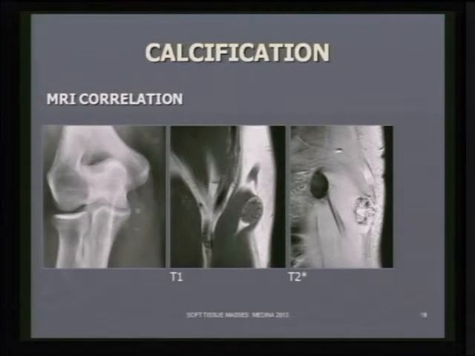Another case showing phleboliths adjacent to the medial aspect of the elbow joint, just here. And this is the coronal T1 weighted image. So we see the lobular hemangioma here between the muscle fibers with these small phleboliths manifest by the presence of punctate areas of signal void. And this is the sagittal T2 weighted gradient echo image, again highlighting the phleboliths as areas of signal void within the lobular soft tissue mass.